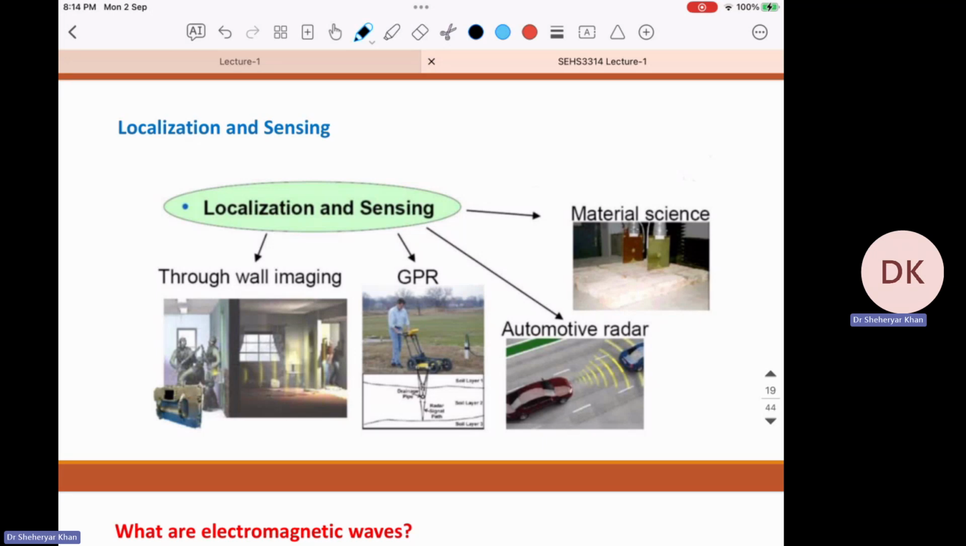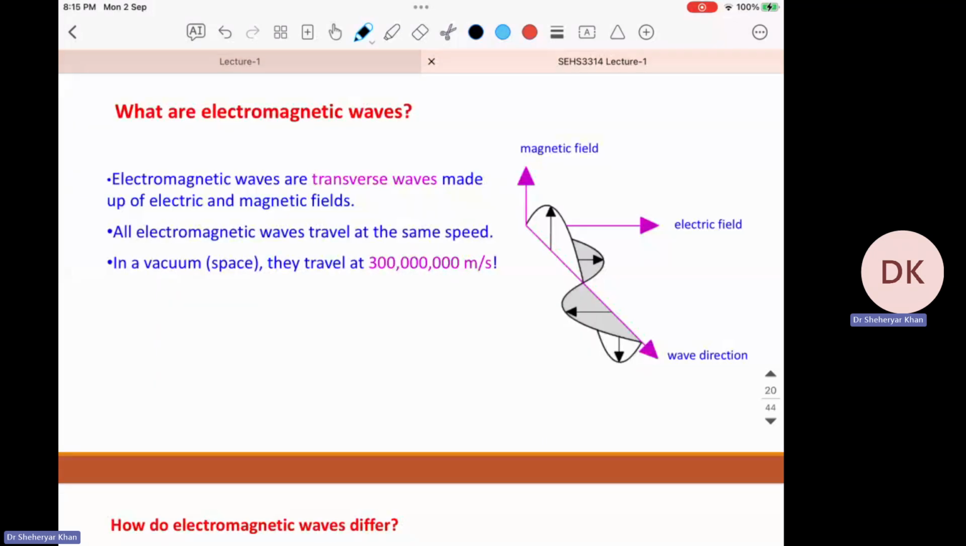So the electromagnetic waves that we discussed are transverse waves made up of electric and magnetic components. Transverse means that when they travel, the electric part and the magnetic part are at 90 degrees to each other, right? These waves travel at the same speed. In vacuum, they travel at 3 times 10 raised to the power 8, right? That's exactly the speed of light, right?